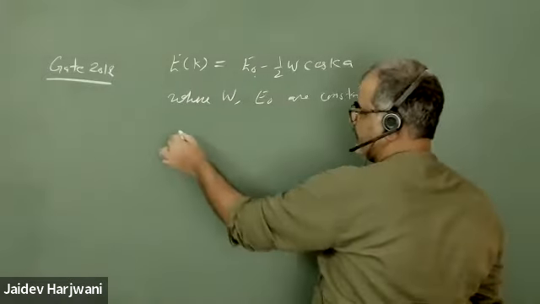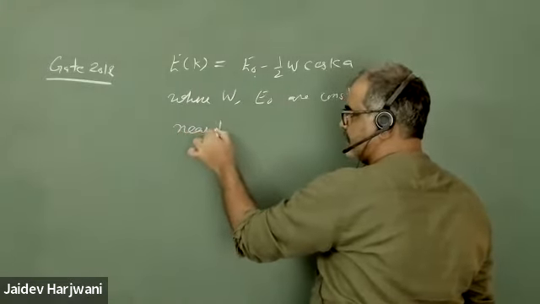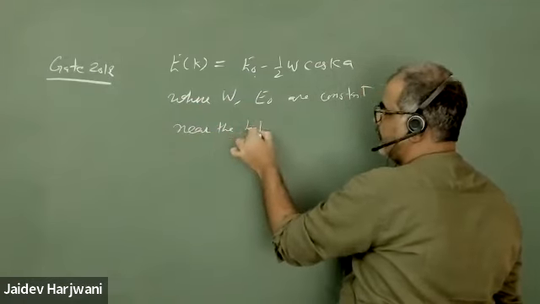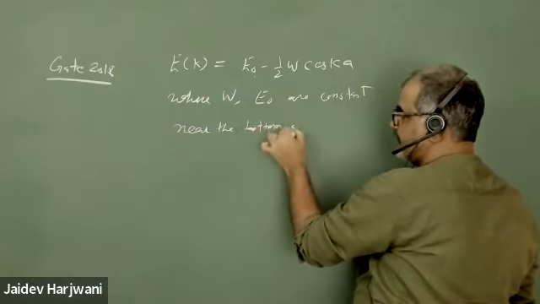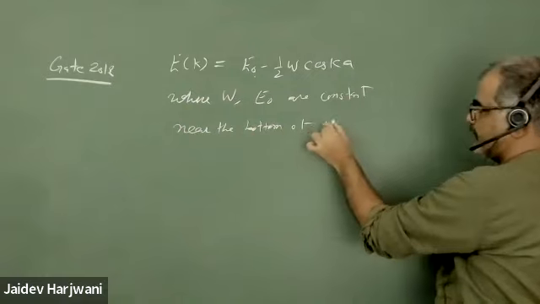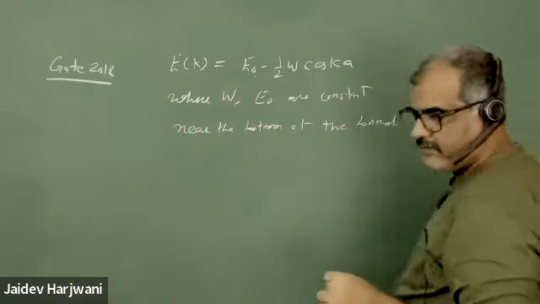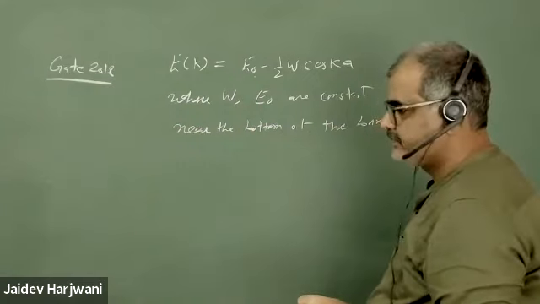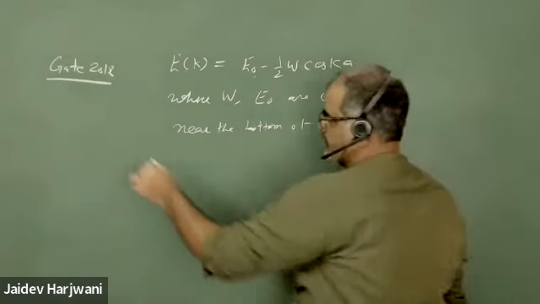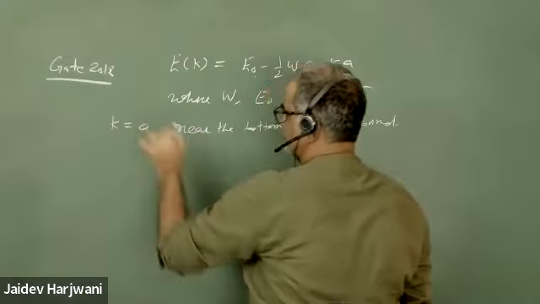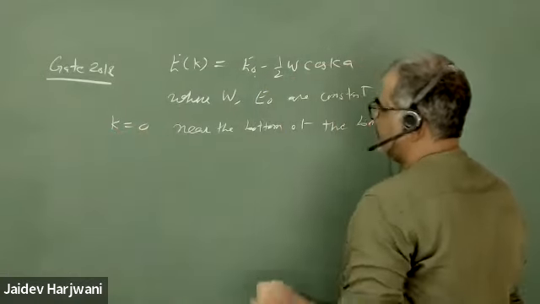Near the bottom of the band means what? K tends to 0. Very good. K tends to 0. So just calculate d by dk.